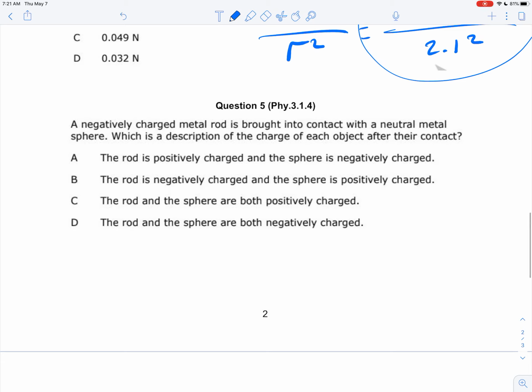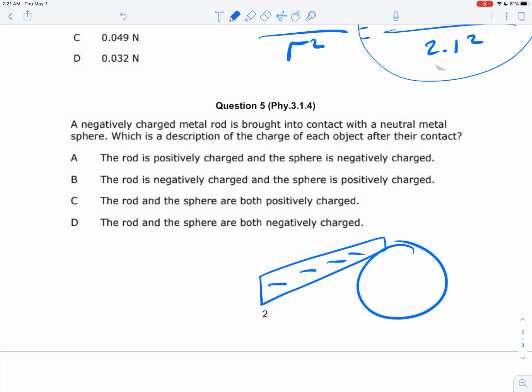Number 5. A negatively charged metal rod is brought into contact with a neutral metal sphere. Which is a description of the charge of each object after contact? So we've got a neutral sphere, and we have got a negatively charged metal rod. It's got an excess of electrons. What I said earlier was that electrons always go from an area where there's a high concentration of electrons to an area where there's a low concentration.